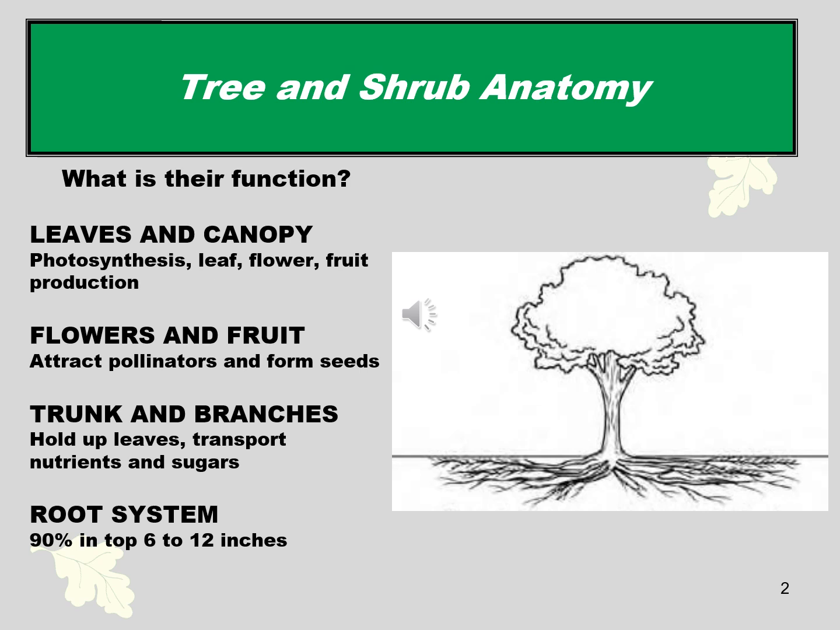Trunks and branches are to hold the leaves up, and also to house the xylem and the phloem, which transport sugars, nutrients, and water. And of course the root system, and most of the root system is in the top 12 inches of the soil. It involves the roots and the root hairs, which absorb nutrients and water and facilitate the decomposition of organic matter for nutrient uptake.